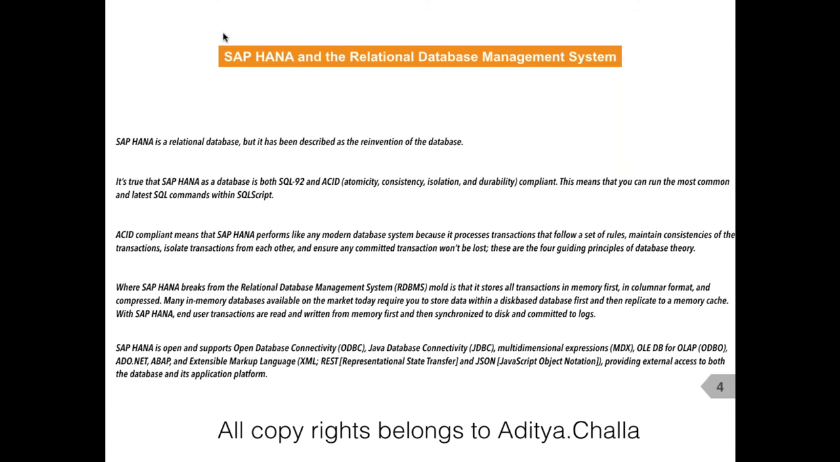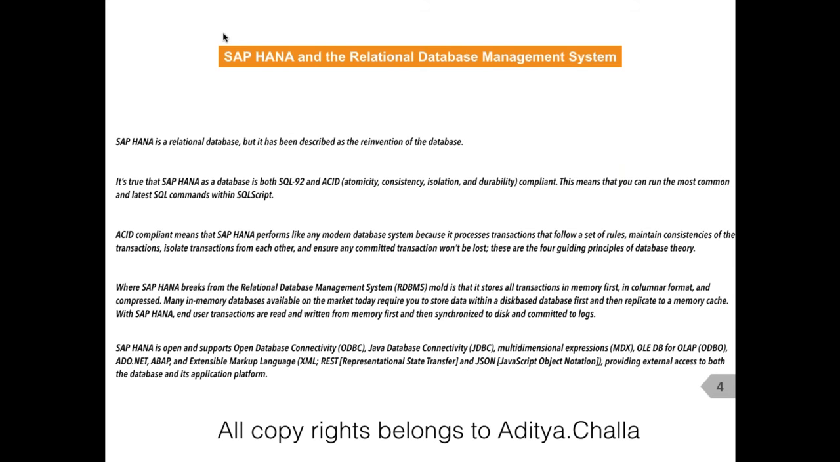SAP HANA is open and supports Open Database Connectivity, which is called ODBC, Java-based connectivity, multi-dimensional expressions, OLE DB for OLAP, and also .NET functionalities with ABAP extensions. These provide external access to both the database and its application platform.